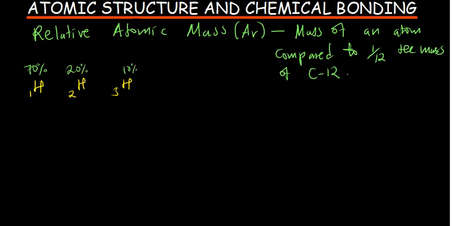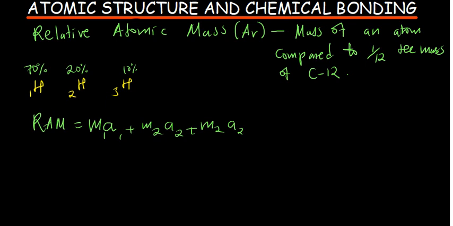So to find the relative atomic mass of hydrogen, it is going to be given by the mass of the first atom multiplied by the percentage abundance, plus the mass of the next atom multiplied by the percentage abundance, plus the mass of the next one multiplied by the percentage abundance. Percentage abundance is how much of that element you are going to find when you get a sample. So for the first one, the mass is 1. The percentage abundance is 70%, so we use that as a fraction: 70 over 100.